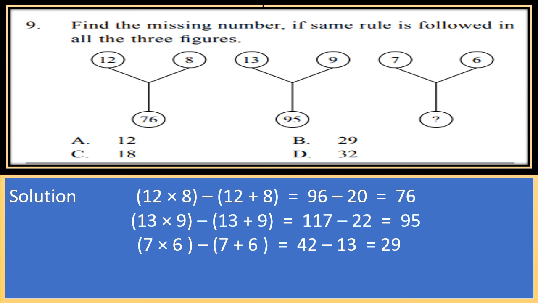Now for the second, same, 13 into 9 minus 13 plus 9. So it is 117 minus 22 equals 95. And for the third, 7 into 6 minus 7 plus 6. So it is 42 minus 13 equals 29. So the correct option is B.